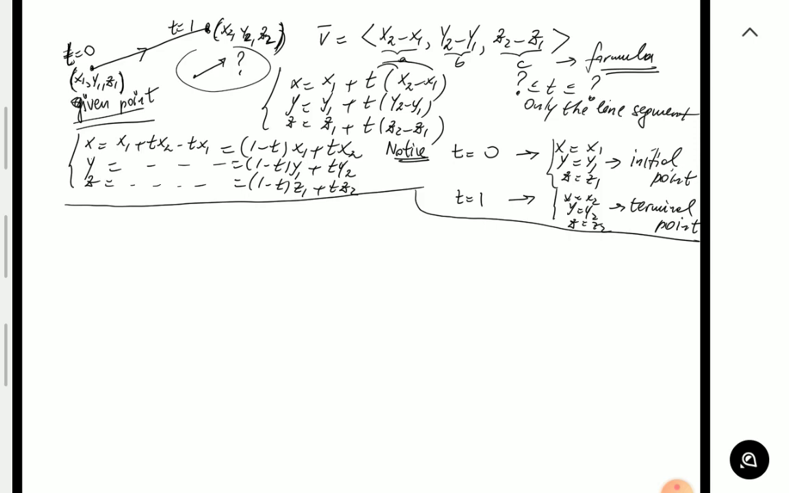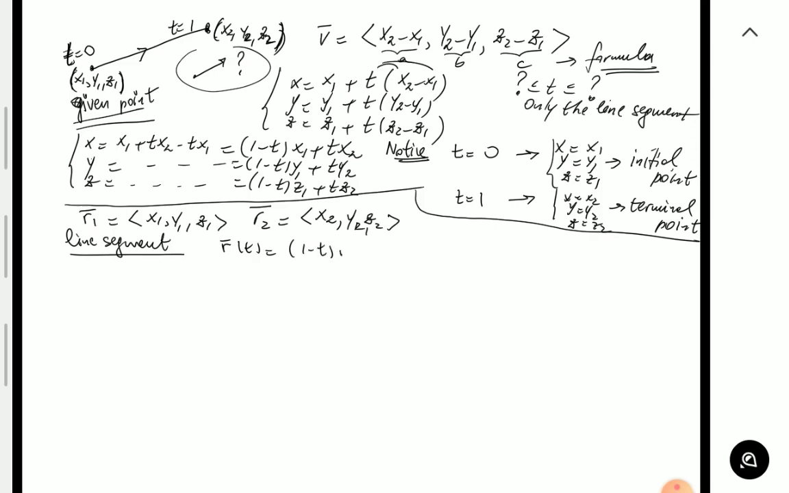You can write this in a more compact form. If you denote the position vector that points to the initial point by r1 and the position vector that points to the terminal point x2, y2, z2 by r2, then the formula for the equation of the line segment will be r of t equals (1 minus t) r1 plus t r2, with again t between 0 and 1.